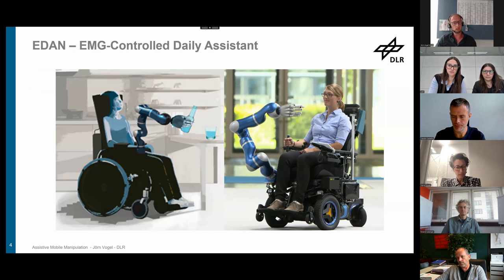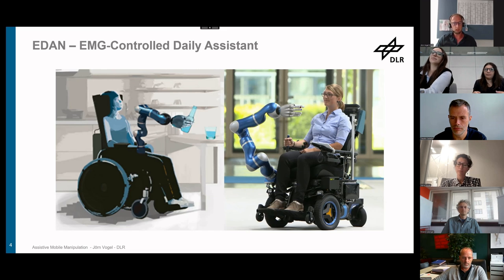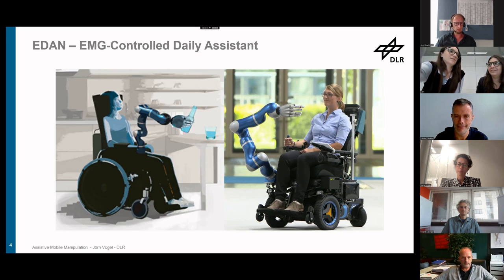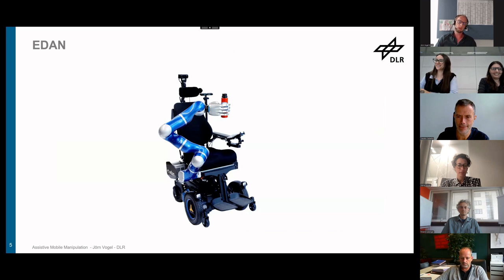It's called the EMG-controlled daily assistant, which we started developing here in DLR in 2016. But actually, the work on this goes back a bit more, basically since when I started in DLR in 2009. I will get back to that shortly. But let me give you a brief overview of our robotic system. So it's a wheelchair with robot arm.